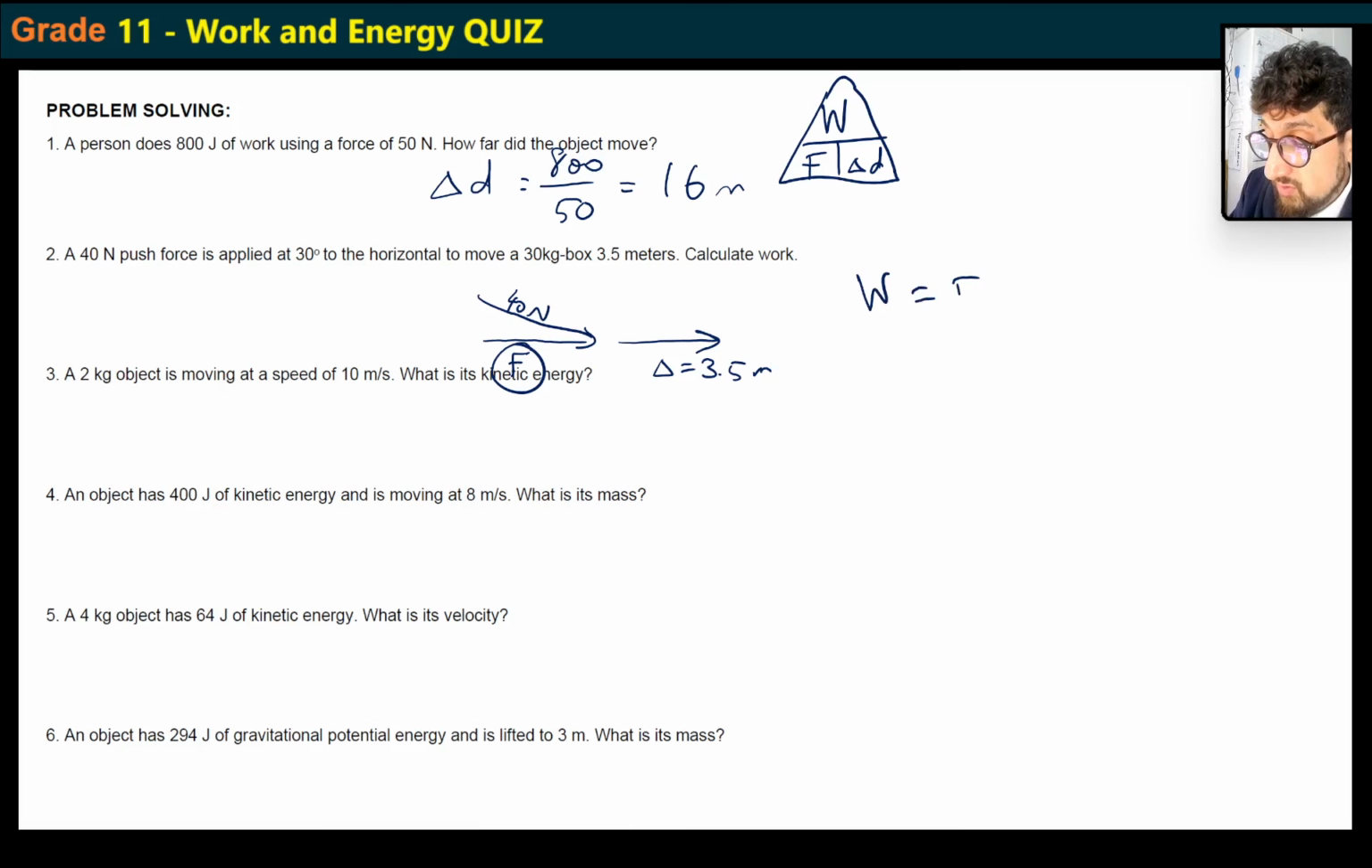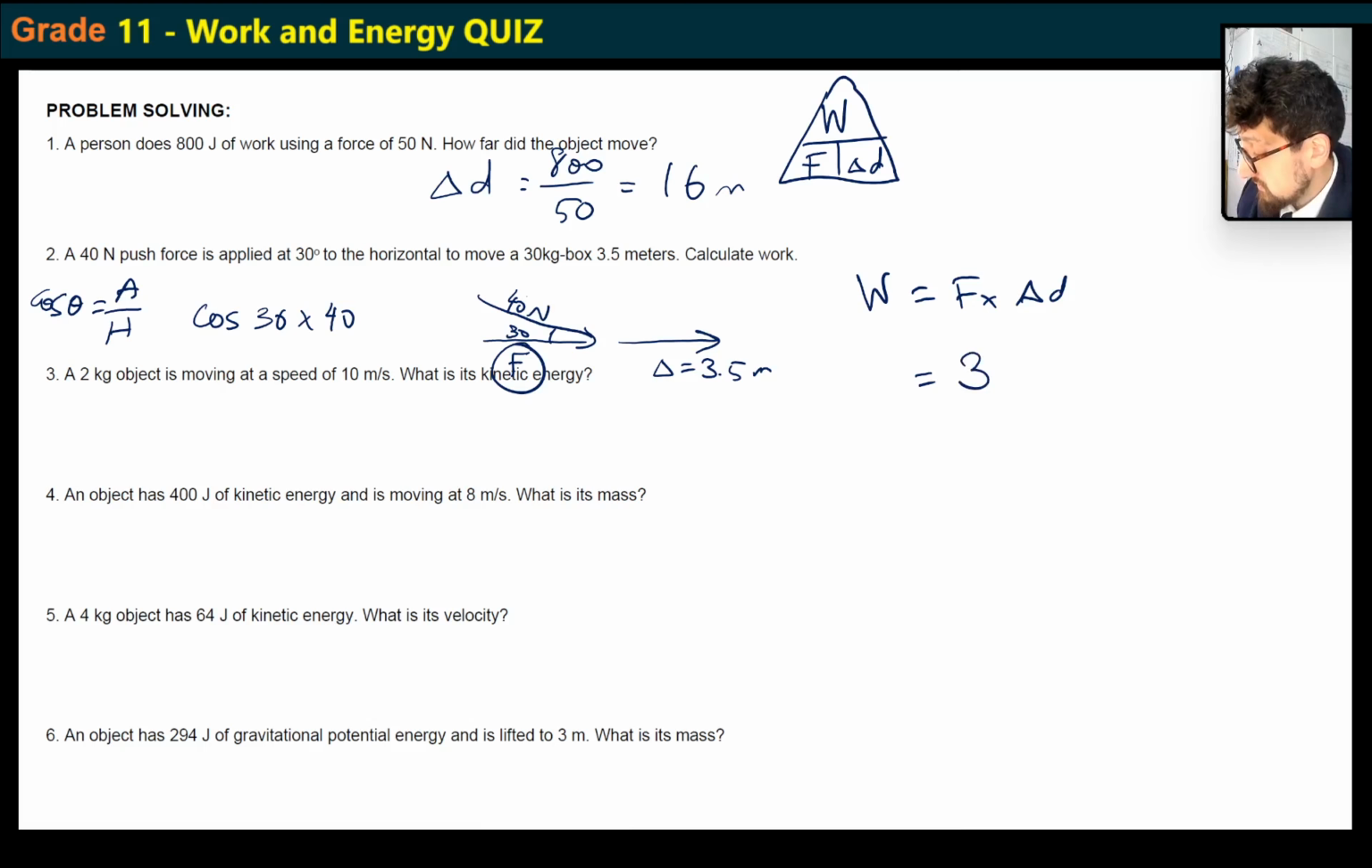So work is equal to force times displacement, right? But I don't want this force. I want this force. So how do I find this force? Well, in order to find this force, I have to go cosine 30, because that's 30. Cosine 30 multiplied by 40, because it's going to be cosine of angle equals adjacent over hypotenuse. So it's cosine of 30 degrees multiplied by 40, and that's going to be 34.6, and then multiply all of that by 3.5, so it's going to give me 34.6 multiplied by 3.5, which equals 121 joules. So that's one way of doing it.